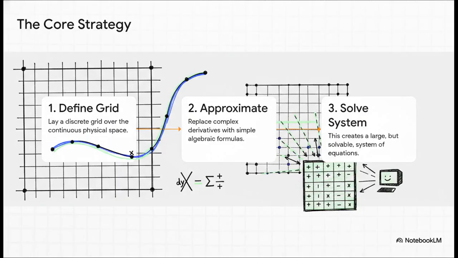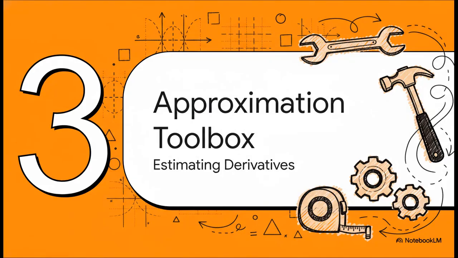So first, you lay down your grid. Then, for every single point on that grid, you swap out the complicated calculus, the derivatives, for a simple algebraic formula. And that formula only cares about the values at its immediate neighbors. And just like that, one impossibly massive problem turns into millions of tiny, easy problems that a computer absolutely loves to solve.